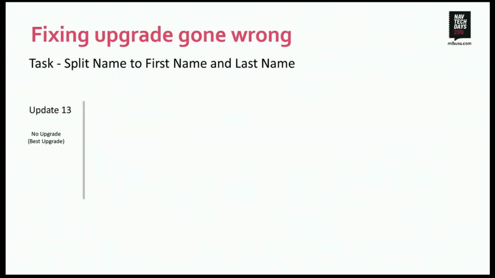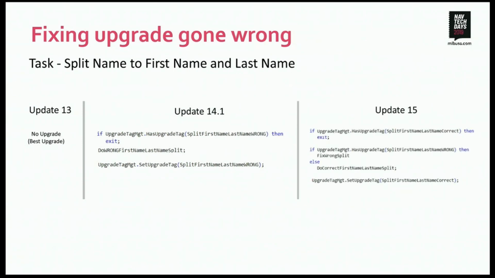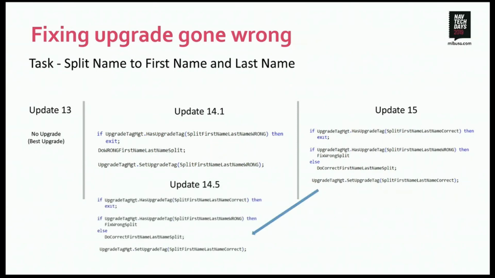So if we go back to this task where we have split it wrong, and if we had the upgrade tag here, it's very simple to fix. I need to add a new upgrade tag, which is now named correct, and I need to check: does the upgrade tag for splitting it in a wrong way exist or not? If it does, I need to fix. Otherwise, I can just do a correct split. So this is really good because it is also keeping a log of which upgrade methods you have executed on a certain customer. So it's quite easy to do the fixing. And this is brilliant because it is very simple to copy-paste the code across the versions. We can even skip upgrades, and this thing is going to work.